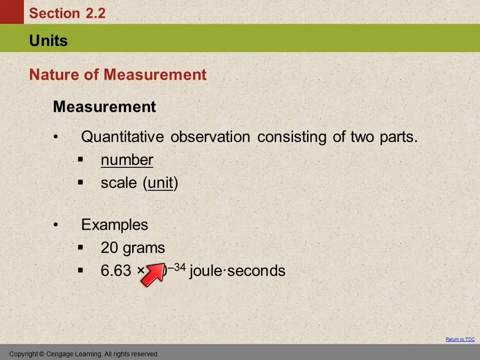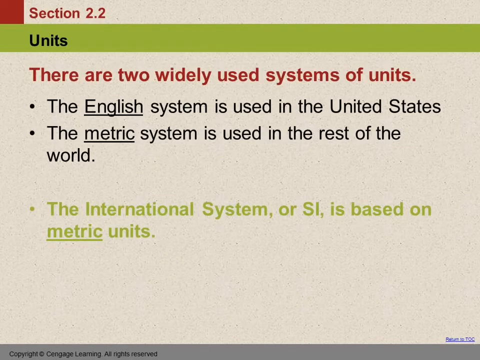This times 10 to the negative 34, is that a really, really big number or a really, really small number? Small. It's a really small number. That would be 0.000...0663. Teeny tiny number. We deal with those things in science. Really important, though, to have the unit in there.